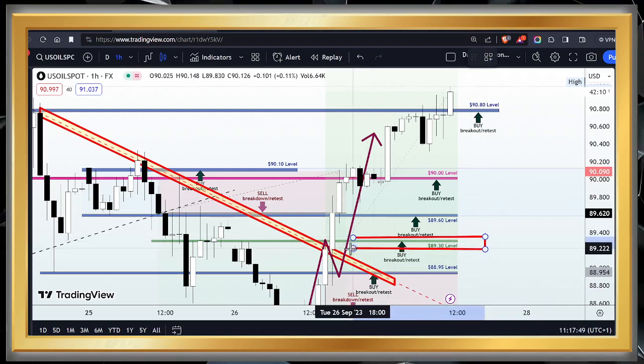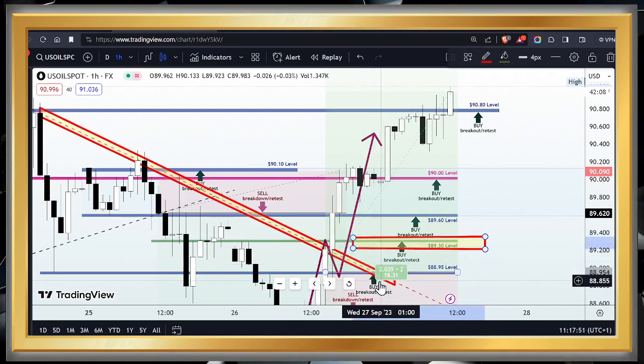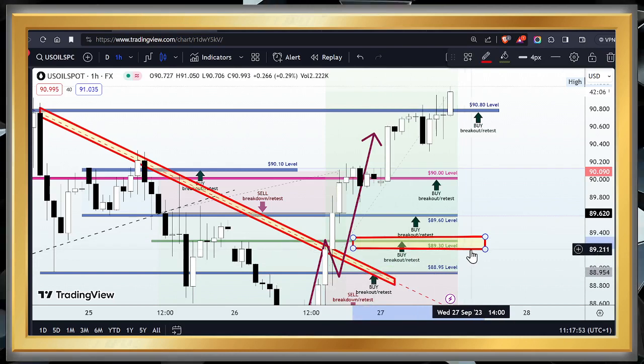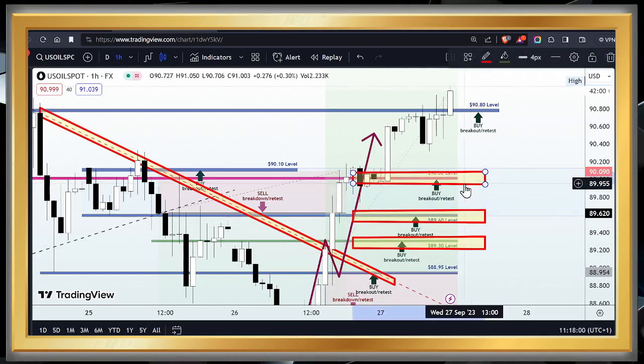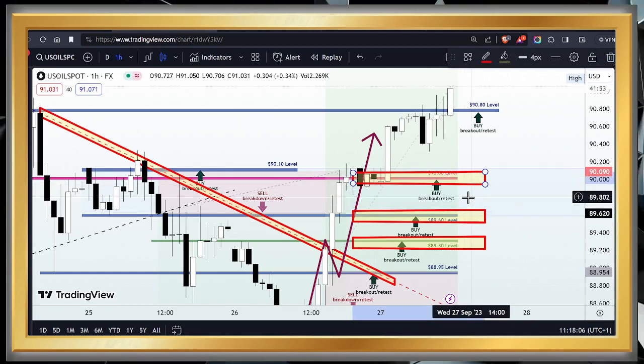$89.30 area. As you will see here, we said we were going to be adding more positions at the breakout of that structure. We also added one more at the $89.60, and we also added one more at the $90 area. And of course, price continued to climb to the upside, giving me more opportunities to maximize on this one, but we shall be talking about that in a moment.